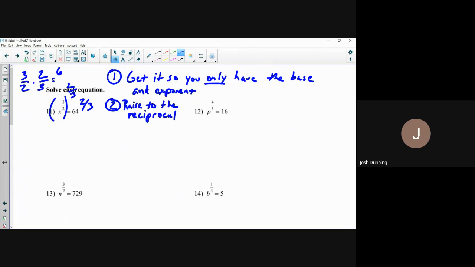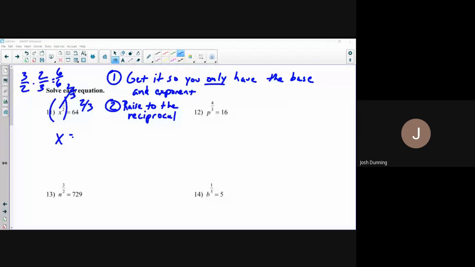3 times 2 is 6. 2 times 3 is 6. 6 over 6 is 1. That's just x to the first, which is just x. So that basically just cancels it out. Then, just type the other side into your calculator.